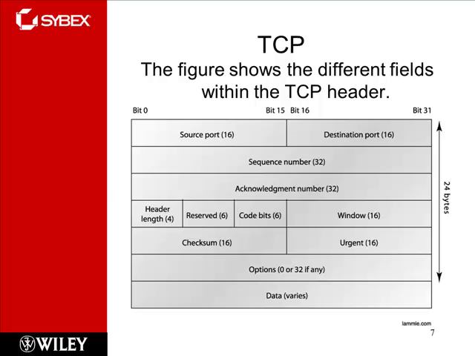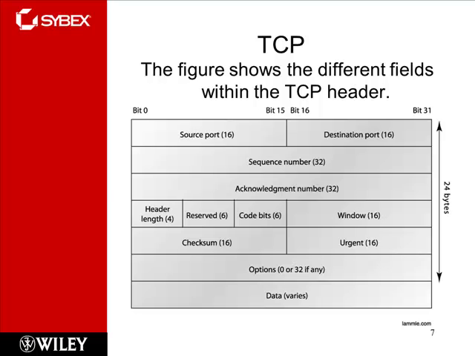It is to check to see that it's not been damaged. What you do is use an algorithm on the header information, create a number, and put it in here. When it gets to the other end, you use the same algorithm and then compare the two numbers. Urgent: if it's urgent, it gets an urgent mark. And down here we have options, if any, and typically you're not going to see options.